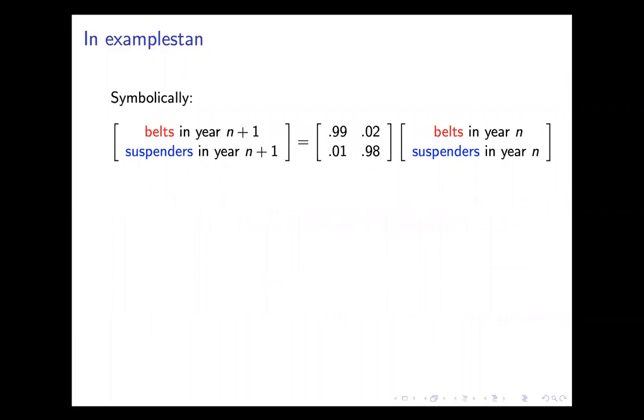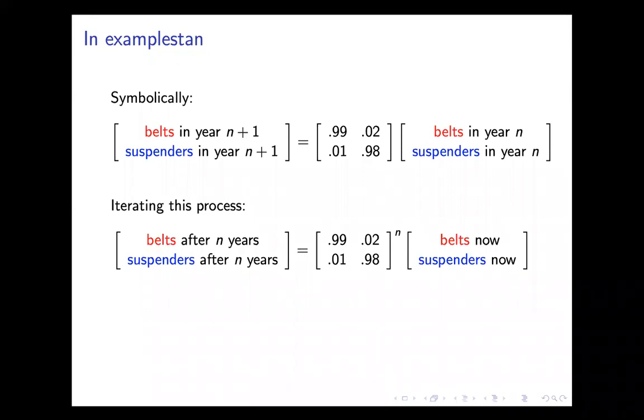So let's describe this problem using linear algebra. We have a column vector, belts in year n+1 and suspenders in year n+1, equal to a matrix with those percentages multiplied by the column vector with belts in year n and suspenders in year n. It's a 2x2 matrix: the diagonal entries are 99 and 98%, and the off-diagonal entries are 2 and 1%.